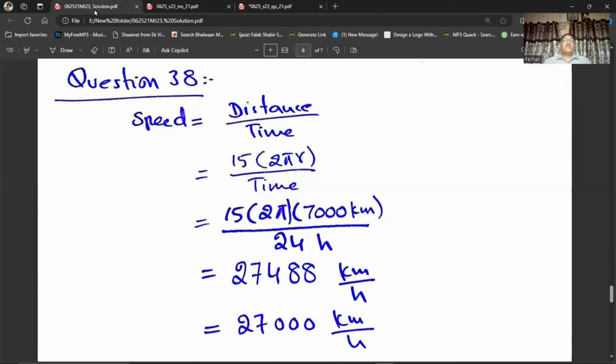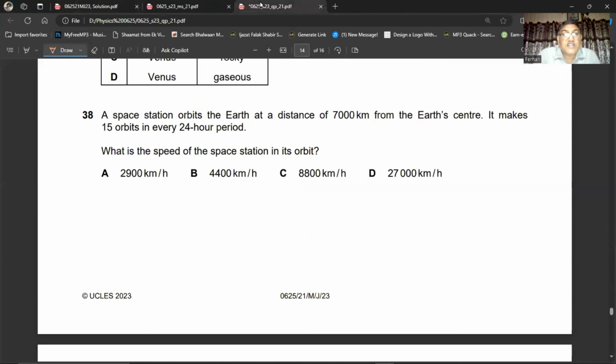In each revolution, it covers a distance of 2 pi r. So 15 multiplied by 2 multiplied by pi multiplied by the radius, 7,000 kilometers, and the time is 24 hours. So it will be 15 times 2 times pi times 7,000 kilometers divided by 24 hours, which is 27,488 kilometers per hour, approximately 27,000 kilometers per hour.